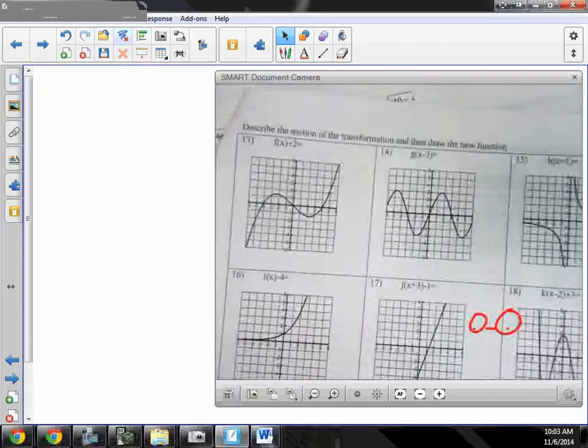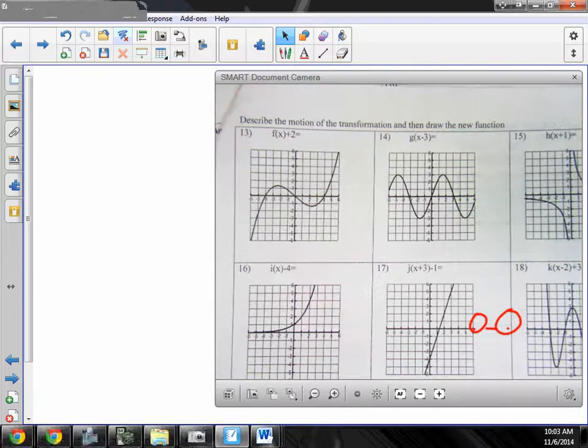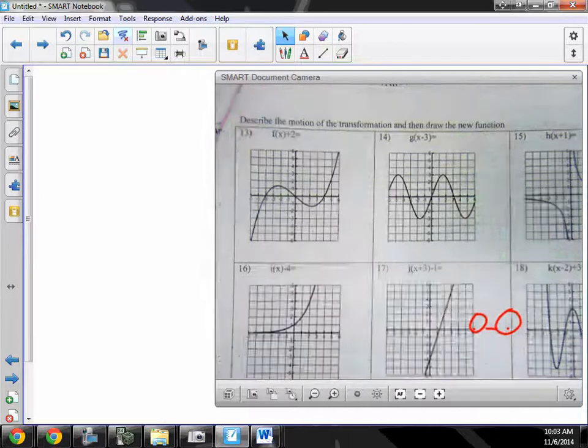Okay, for these, you have a graph, and then you have a transformation. So how would I change this graph to represent f of x plus 2? This graph would be moved up 2. So you would just draw a graph that's the same shape, that's 2 units higher on every point from the graph given. And then you do that for all of those functions. Turn the page again.